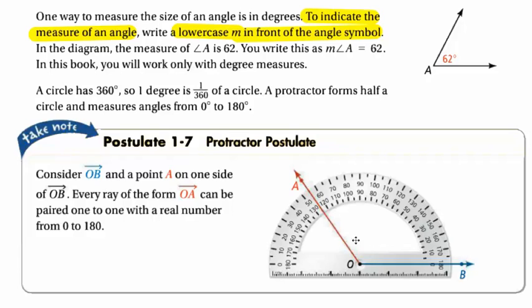It says consider ray OB and a point A on one side of OB. So suppose we have a point out here. Every ray of the form OA, where it uses the vertex of ray OB back to that point, can be paired one-to-one with a real number. Basically, they're saying if you have a point not on the ray, you can make an angle out of it and measure it on a protractor.